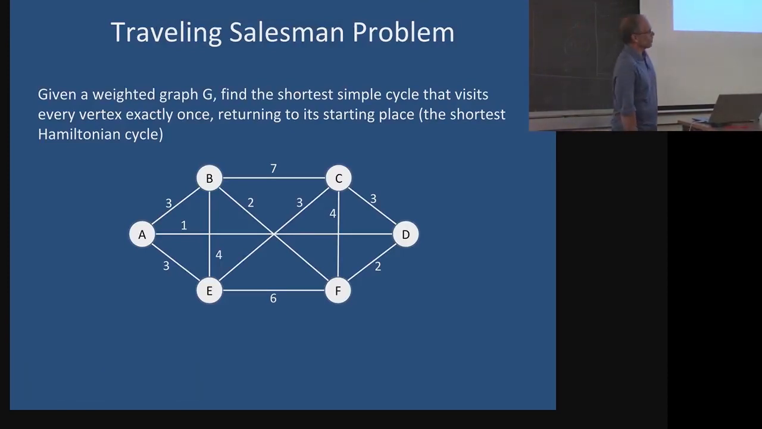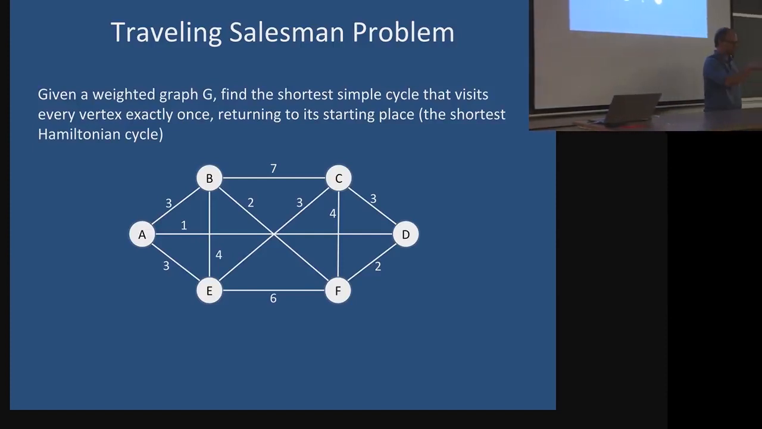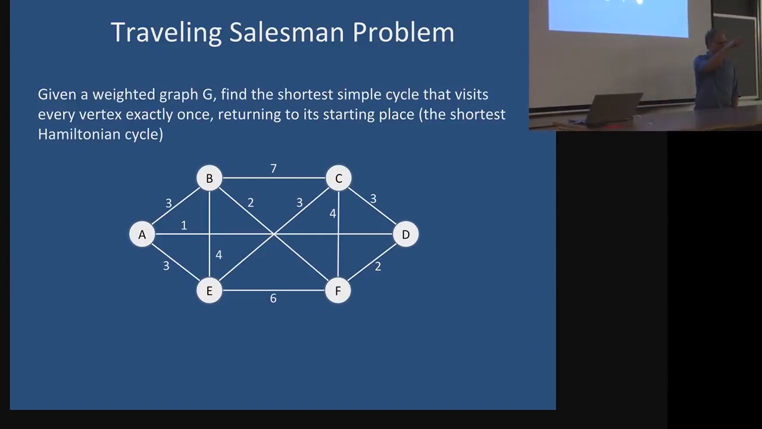So the traveling salesman problem, famous problem. You've got a graph. We'll assume it's undirected here. We want to find the shortest, simplest cycle that visits every vertex exactly once, returning to its starting place. Now, that's the traveling salesman problem. It's an optimization problem. You're trying to find the shortest cycle. You're not allowed to revisit a vertex after you've left it. You go back to the beginning point.